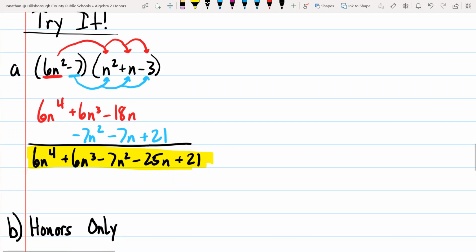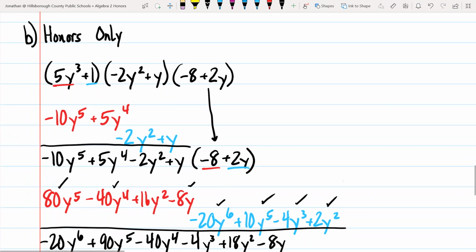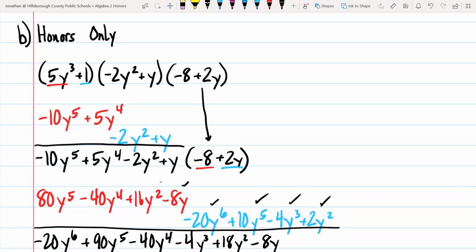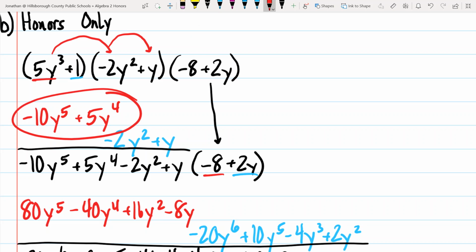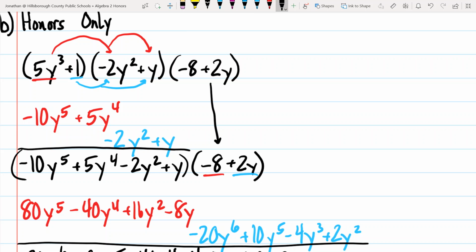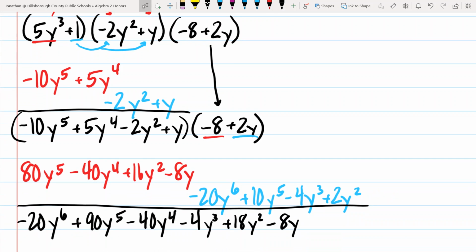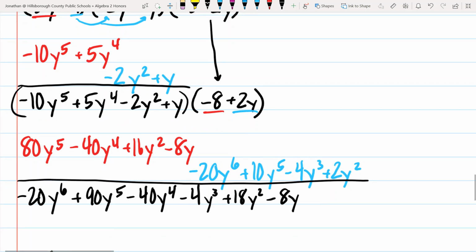Okay? Honors. I want to follow my own rules from my problem and save that third one for last. Multiplying 5y to the third power into here results in these two terms. Same thing for 1, so all this stays the same. No like terms to combine just yet. Multiplying -8 to all four of these terms results in the first line, and multiplying 2y into these four terms results in the second line.